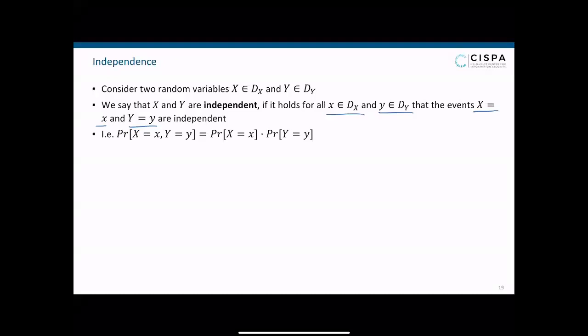In other words, we have for all x in D_X and y in D_Y, probability X equals x and Y equals y is just probability X equals x times probability Y equals y.